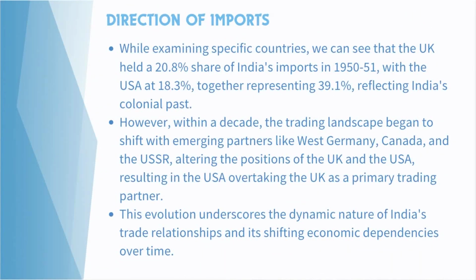Now, while examining specific countries, we can see that the UK held a 28.8% share of India's imports in 1950-51, with the USA at 20.8%, together representing 39.1%, reflecting India's colonial past. However, within a decade, the trading landscapes began to shift, with emerging partners like West Germany, Canada, and the USSR altering the positions of the UK and USA, resulting in the USA overtaking the UK as a primary trading partner. This evolution underscores the dynamic nature of India's trade relationship and its shifting economic dependence over time.